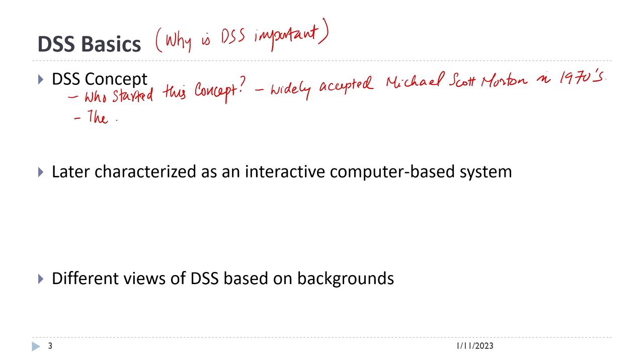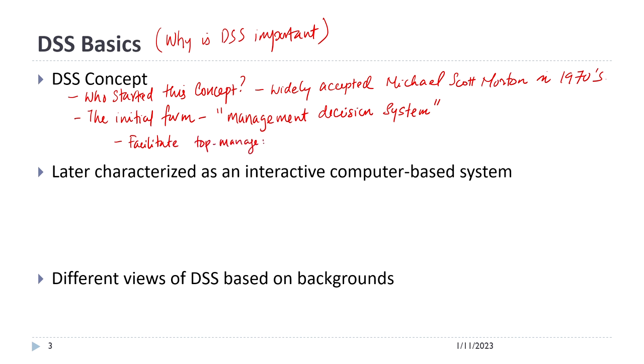And the initial form, it was known as management decision system. It was not called decision support system, it was called management decision system. The aim was to facilitate top management to take complicated business decisions. So this was the aim of the first version of it, which actually focused on the top management making complicated business decisions. Hence the name was management decision system. Then later it became what we call the decision support system.